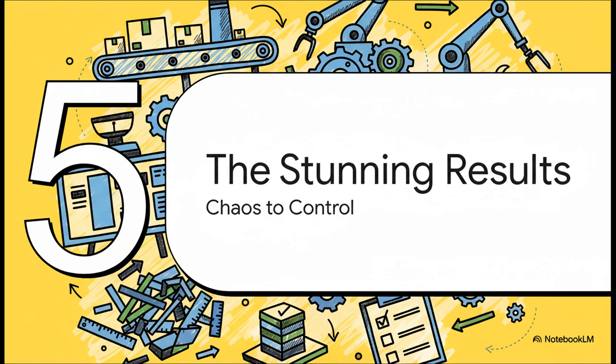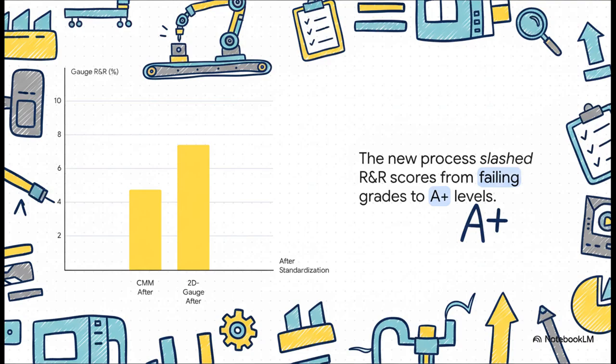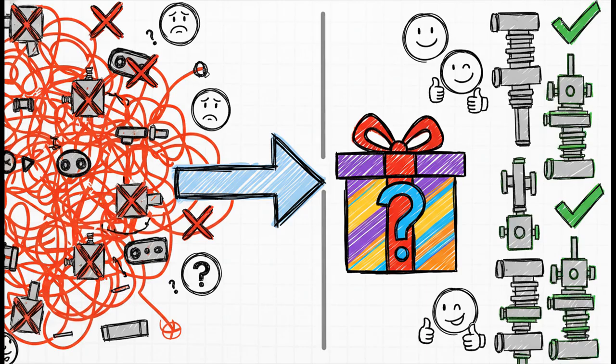So, the million-dollar question: did this simple piece of paper actually fix a massive, expensive problem? Well, the data speaks for itself. The results were, well, they were breathtaking. The CMM machine's score plummeted from a failing 30.3% all the way down to an elite 4.77%. And the 2D gauge, remember, it was at a catastrophic 70%. It dropped to a world-class 7.42%. Both of them were now deep in that A+ acceptable range. I mean, just like that, they had transformed their entire system from total chaos to perfect control.